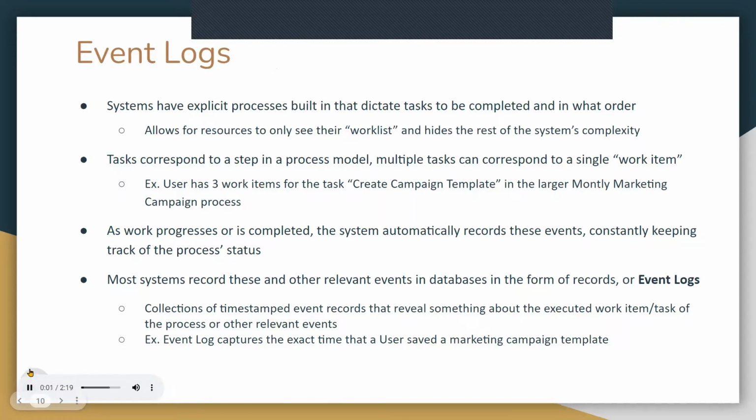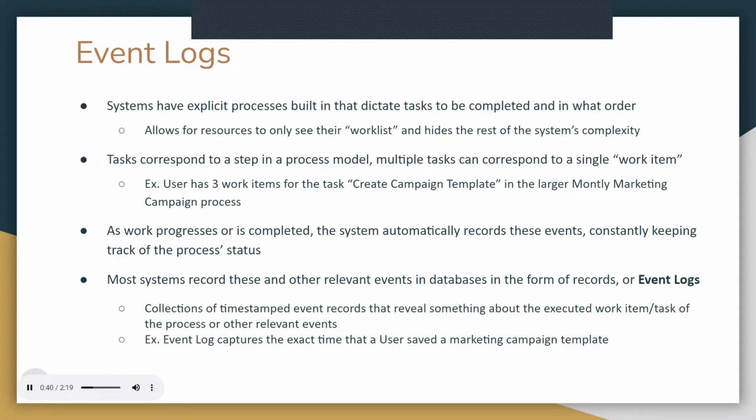So before moving on to our discussion on the four techniques, we need a baseline understanding of what event logs are. Systems tend to have an explicit process built in that usually dictates the work that a user needs to complete and in what order that needs to be completed in. This not only allows users to have a quote unquote work list or a task list that they're in charge of, but it also hides the complexity of the system as a whole. So they don't have to worry about other people's work or the complexity again of the system.